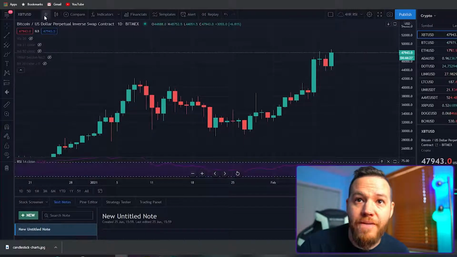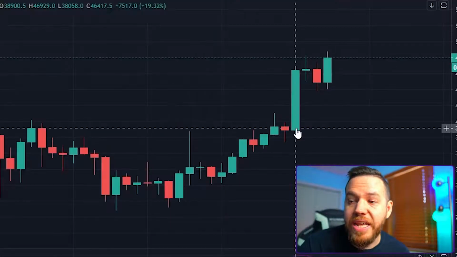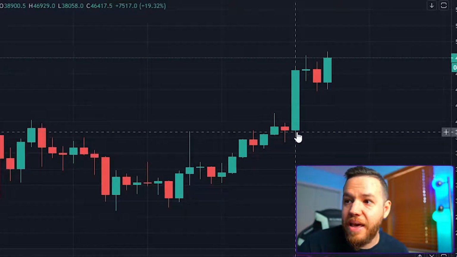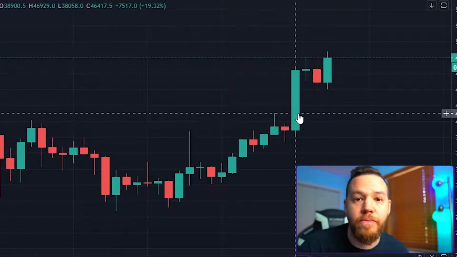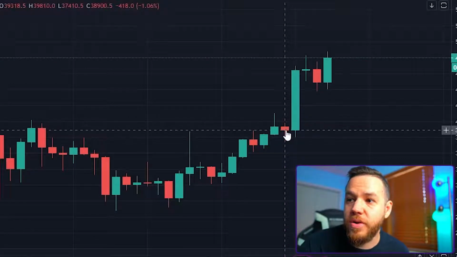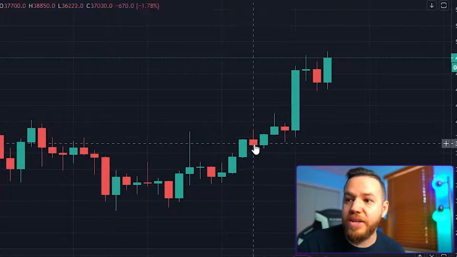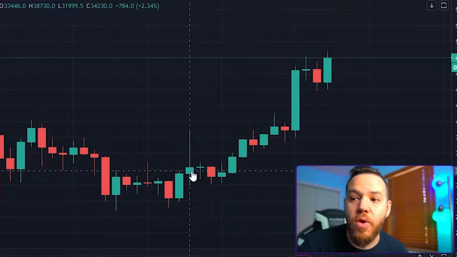So remember, whatever you have chosen there is what each candlestick represents. Because I'm in 1 day, that means this candle equals a 24-hour period. This candle is a 24-hour period. This is a 24-hour period, and so forth. Every single candle represents a 24-hour period.